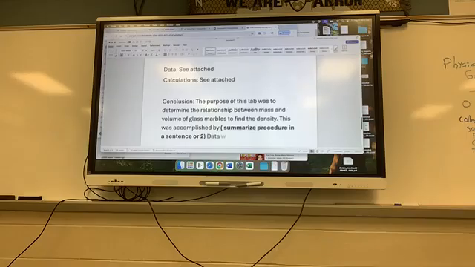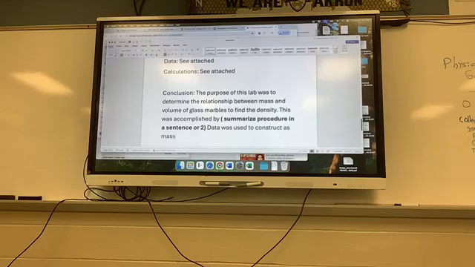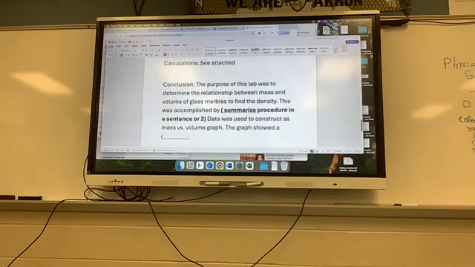So we'll say data was used to construct, right, a mass versus volume graph, which you may not have done yet. That's fine. And then you will say this, or the graph, showed a blank, you guys can figure out what that is, relationship. You should know what the answer is. If you want to fill that in now, you can.